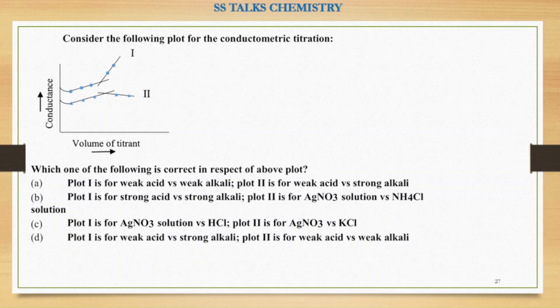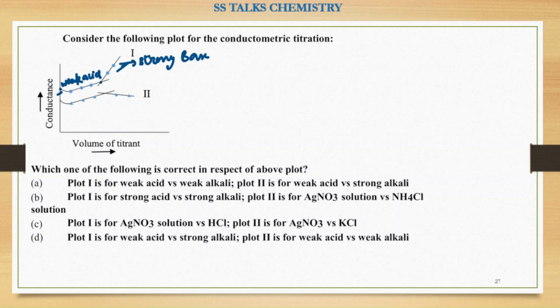In plot number 1, initially you have low conductance, and afterwards, after the end point, the conductance value is increasing. That means the initial low conductance represents that we had a weak acid. Afterwards the conductance value increases, which represents the strong base or the strong alkali. A base which is soluble in water is called an alkali. So the first plot is for the weak acid versus the strong base.